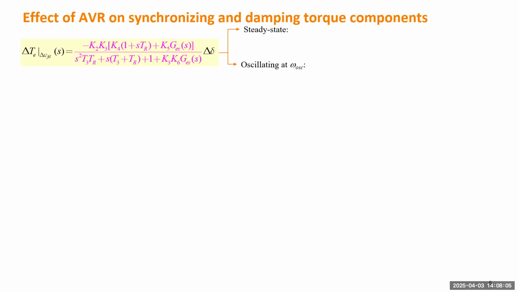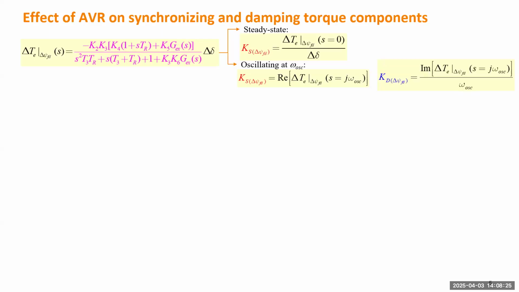So this is very critical. We understand that under static condition, S equals 0. So we plug in 0, and we have the synchronizing torque, because at the static condition there's no oscillation and we don't worry about damping. But if the system is oscillating at this frequency, we need to plug in J omega oscillating. So the real part will be the synchronizing torque. The imaginary part, after some correction, will give the damping torque.